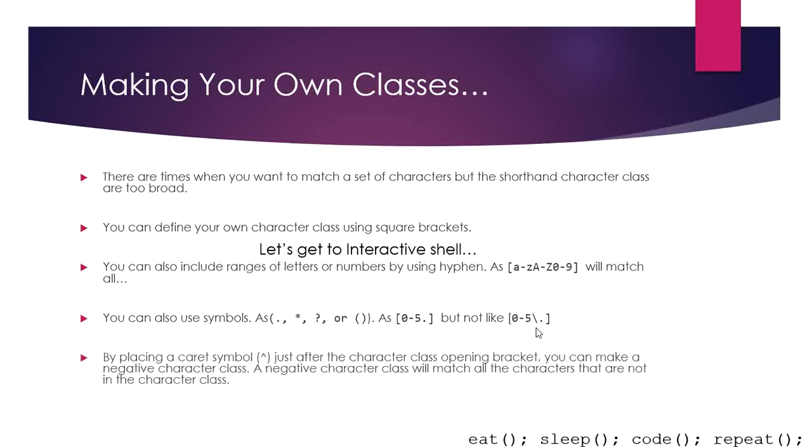By placing a caret symbol just after the opening bracket, we say that we want everything except this. We're going to have an example. So you can make a negative character class. A negative character class means it is going to match all the characters that are not in the character class. Everything but what is there in the class.